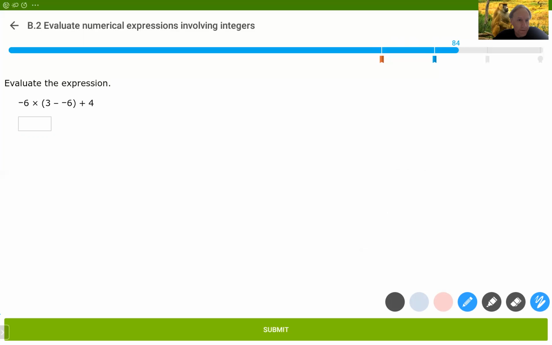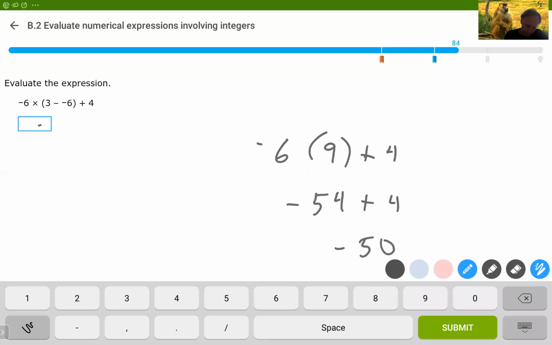All right, we've got a parenthesis, and we have to do what's inside there first. We've got 3 plus 6, which is 9. We have negative 6 times 9 plus 4. The multiplication comes first. That's negative 54 plus 4, which is negative 50.